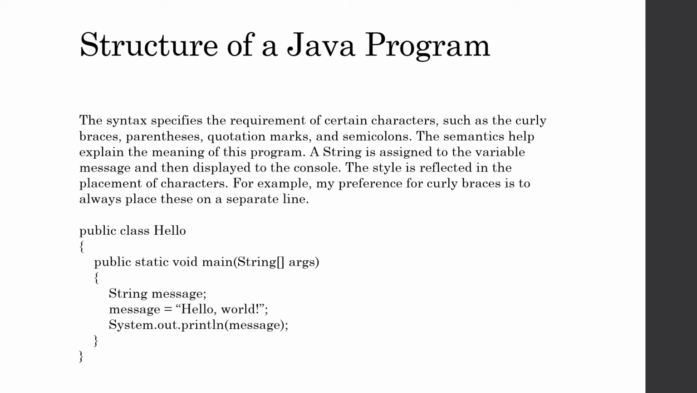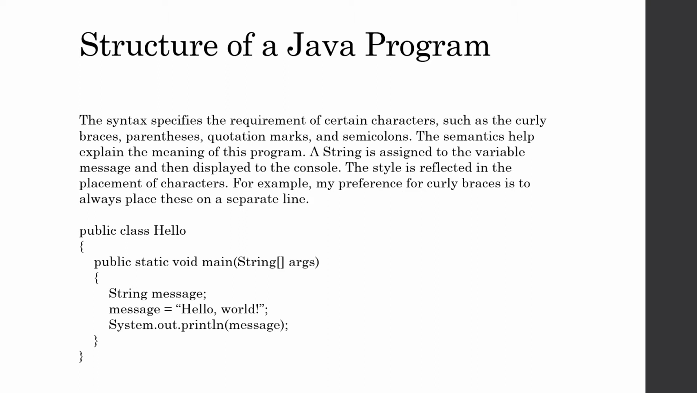Okay, so the syntax is going to specify the requirements of certain characters. This will include things, when we first get started, certain characters you're going to see pretty frequently include curly braces, parentheses, quotation marks, and semicolons. The semantics are going to help to explain the meaning of that program. So if you understand the semantics, you understand what the program is actually doing. In this particular example, we've got a string that's going to be assigned to our variable message, and then we're going to take that and actually display that to the console. So there's going to be a window on our screen that we can display all of our output to.